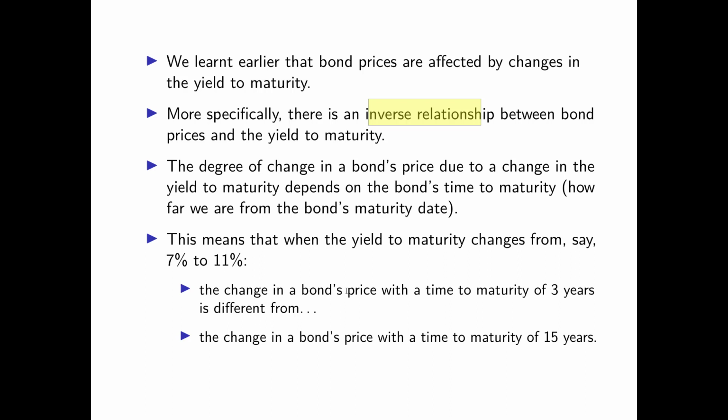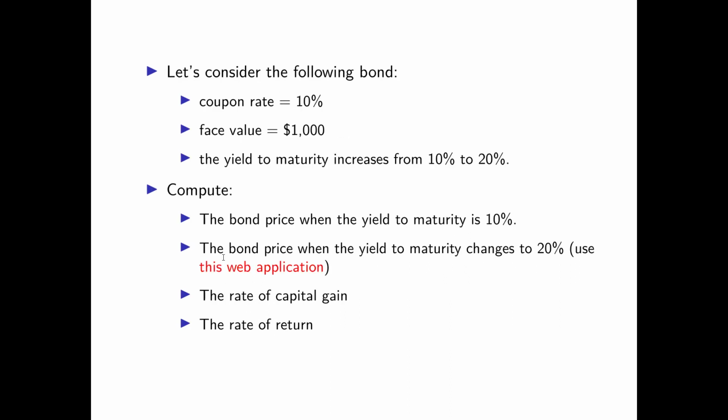The change in the bond's price with a time to maturity of 3 years is different from the change in the bond's price with a time to maturity of 15 years. So the time that you have left before the maturity of a bond determines how sensitive the bond price is to changes in the yield to maturity. All right, so we're going to use a few bonds in order to illustrate this.